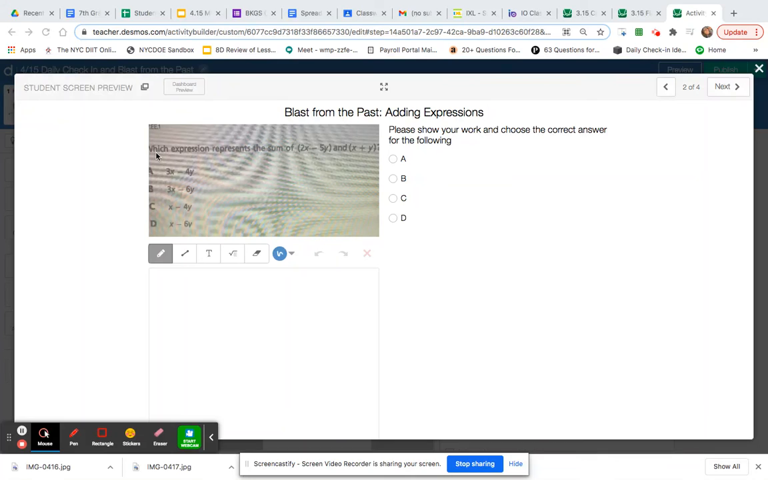Okay, everyone. So we have the following question. Sorry about the background, but it says which expression represents the sum of 2x minus 5y and x plus y? So first thing we need to look at the keywords in order to figure out what to do with these two expressions. So the keyword is sum. So since we're talking about sum, that means that we're going to be adding, right?